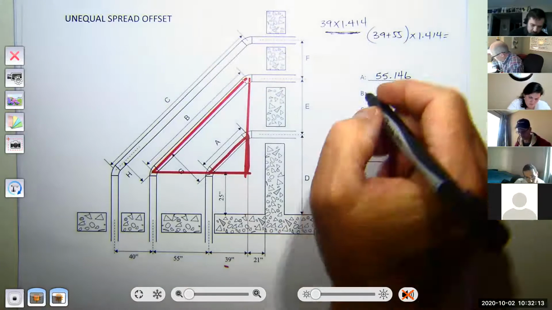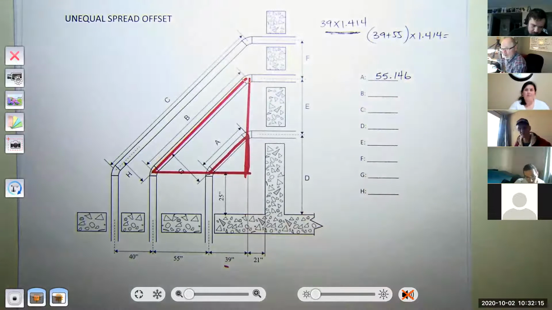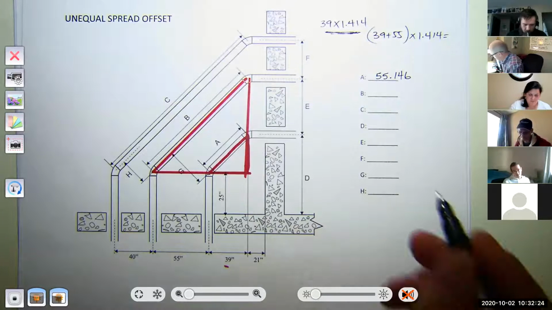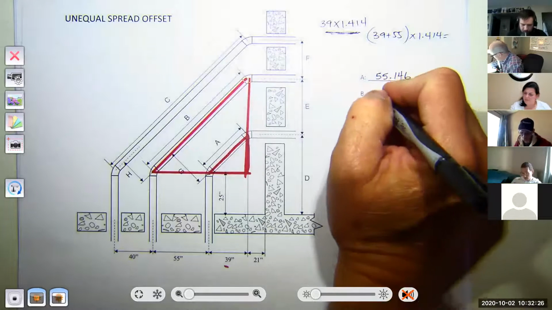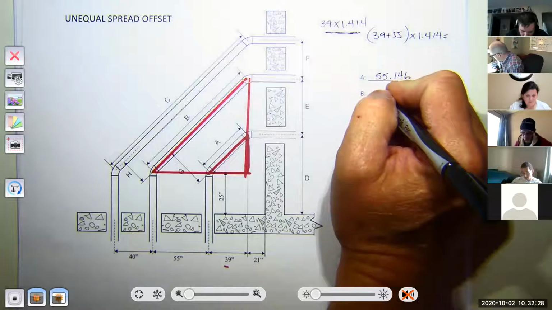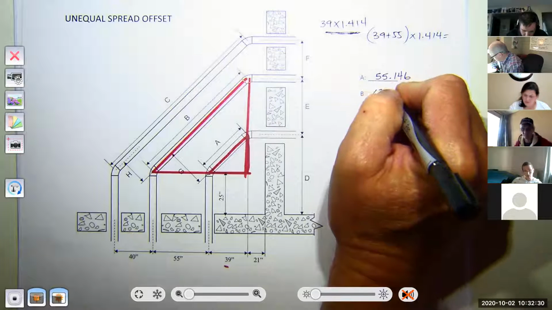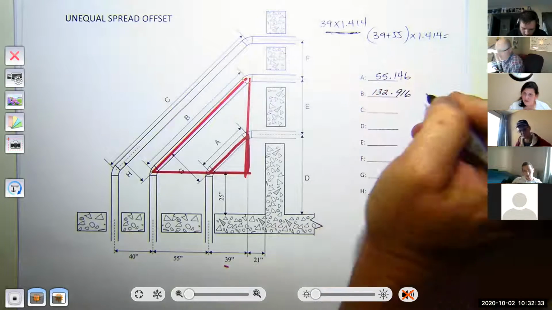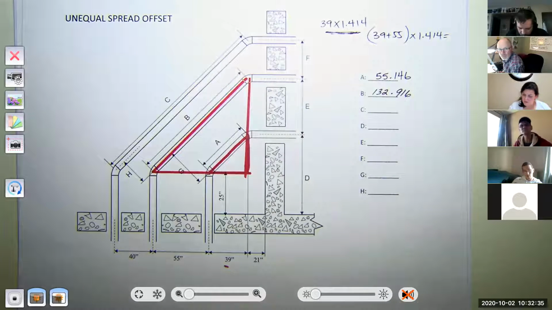So B. In the Casio calculator, do you actually put brackets? You can. There is a bracket button. Or you just go 39 plus 55, hit the equals button and then times it out. So B is equal to, everybody get 132.916 for B.